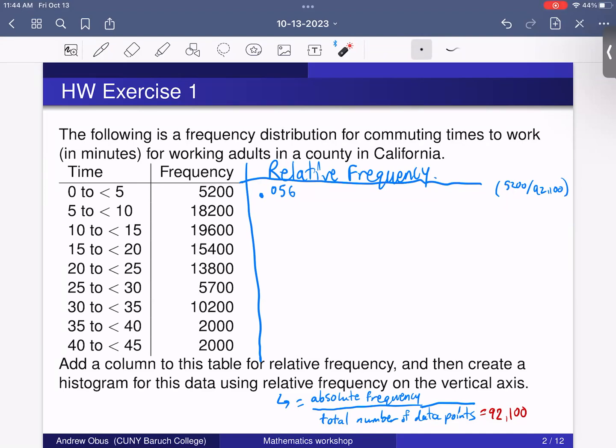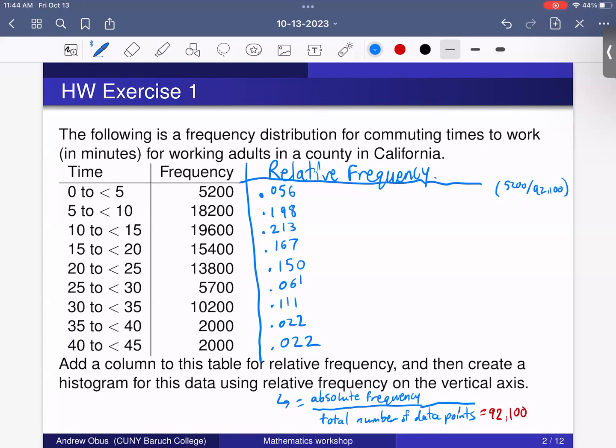So we have 18,200 divided by 92,100. So this is going to be about 0.198, and then 19,600 divided by 92,100. So this is going to be 0.213, and then 15,400. This is going to be 0.167, 13,800. This is going to be 0.150, then 5,700. This is going to be 0.061. The next one is 0.111, and then 2,000 for each of these. So this is going to be 0.021, and this 0.022, and this is also going to be 0.022. Okay, so I just did those on a calculator.